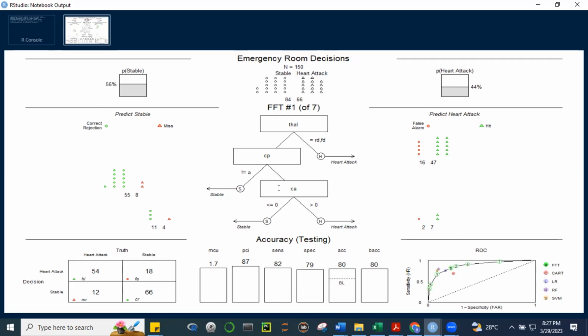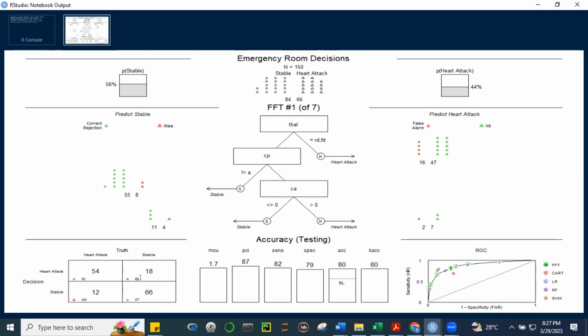So, dinivide natin. Yung mga predict niya na may heart attack, tsaka predict niya na stable. The red ones here are those that were predicted to have heart attacks, but were in fact stable. So ano yung mga mali na predict niya na may heart attack, pero actually stable siya? Ito. Sa phase na to, 16. Dito naman, 2. So 18 yung mali niya. It was predicted to have heart attack, pero stable siya. Okay, so this is the error here. 16 and 2, that's 18.